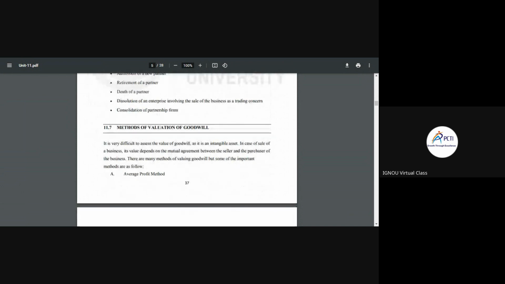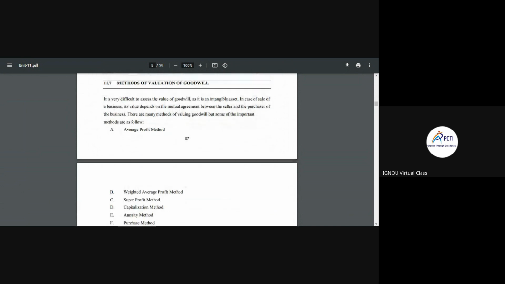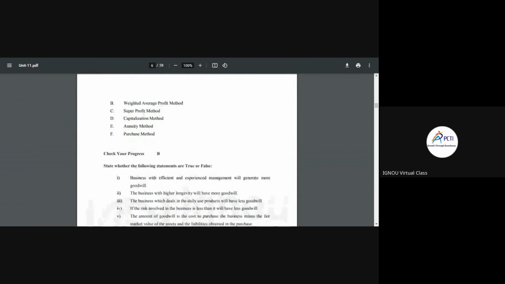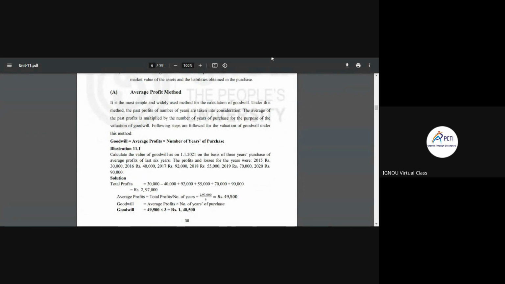Now, next one is methods of valuation of goodwill. So it is very difficult to assess the value of goodwill as it is an intangible asset. In case of sale of business, its value depends on the mutual agreement between the seller and the purchaser of the business. There are many methods of valuing goodwill, but some of the important methods are as follows, like average profit method, weighted average profit method, super profit method, capitalization method, annuity method, purchase method. So first of all we will discuss about the average profit method.